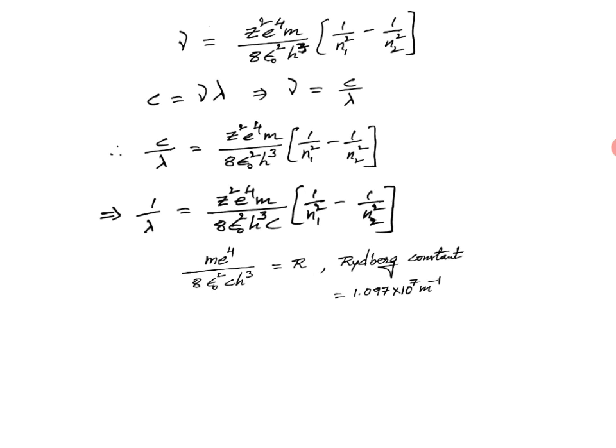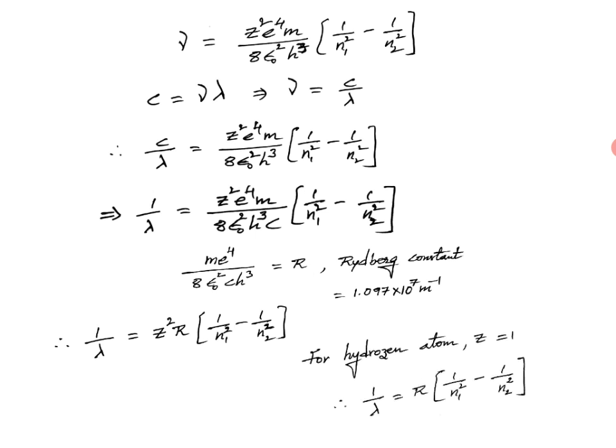Now if you substitute that R value, then you will get 1 by lambda equals Z square R into 1 by n1 square minus 1 by n2 square. So now, further to apply it to the hydrogen atom, write Z equals 1. So for the hydrogen atom, Z equals 1. Therefore 1 by lambda equals R into 1 by n1 square minus 1 by n2 square. So this is the wave number. With it, the number of waves per unit length we can get. Thank you.